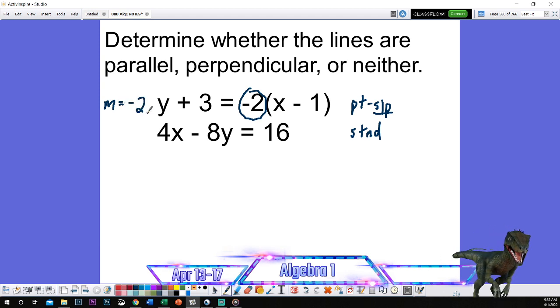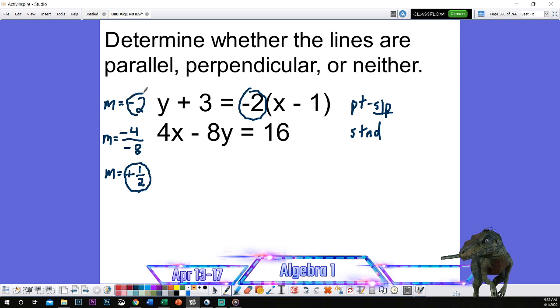Okay, now I'm going to look at the next one. My next one's standard form, so again, I have to do a little bit of work. Put the negative sign in my bar. 4 goes on top. Negative 8 goes on the bottom. A negative over negative is a positive, and then 4 over 8 reduces to 1 over 2. So there's my second slope, there's my first slope, and now I'm ready to go.